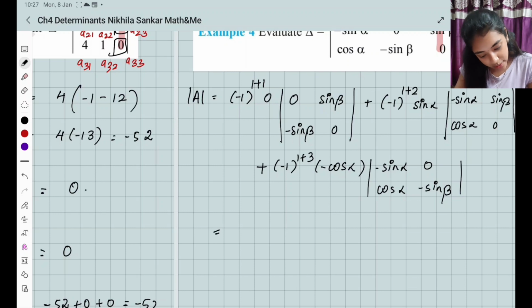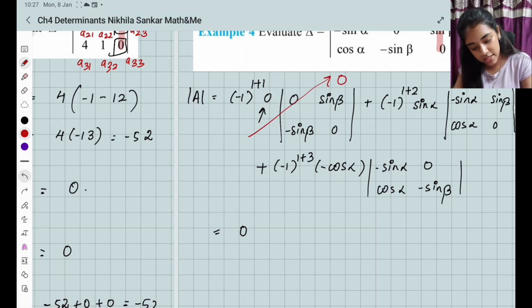So now this is equal to minus 1 to the power 2, which is going to be 1, and 0 times. Here there is a 0. So the first term is going to be 0. This term just becomes 0. Do you understand? I have a 0 here, so the first term becomes 0. Okay, now the second term. Minus 1 to the power 1 plus 2, that means minus 1 to the power 3. So this is going to be minus 1.